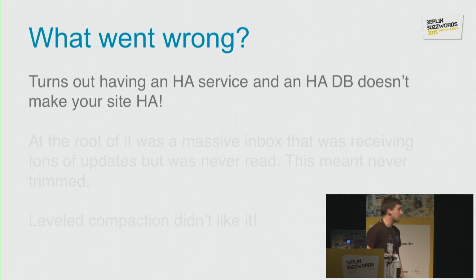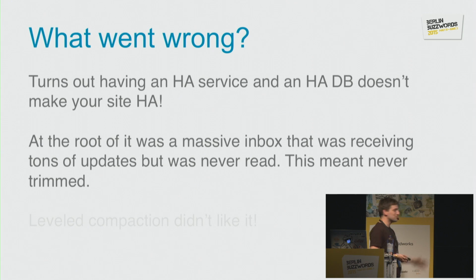So what went wrong? First of all, it turns out that having an HA service, with 3 nodes, a load balancer, NetScaler, all that cool stuff, and a highly available database doesn't make your site HA. It's never one thing, but the root of it was a massive inbox, which was receiving tons of updates but was never read. This meant it was never trimmed, so it grew to something like 100,000 entries.